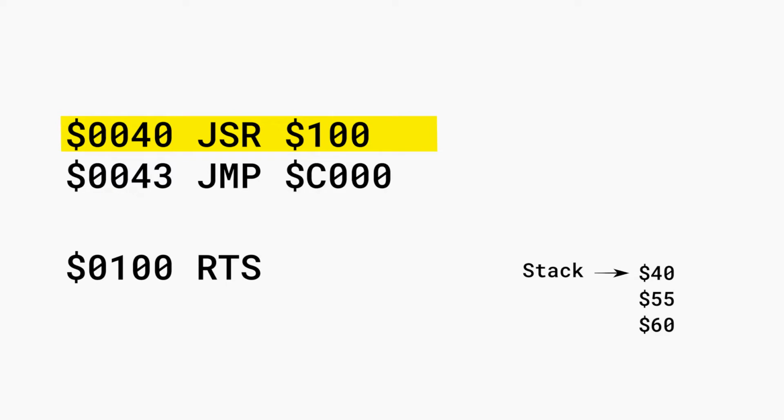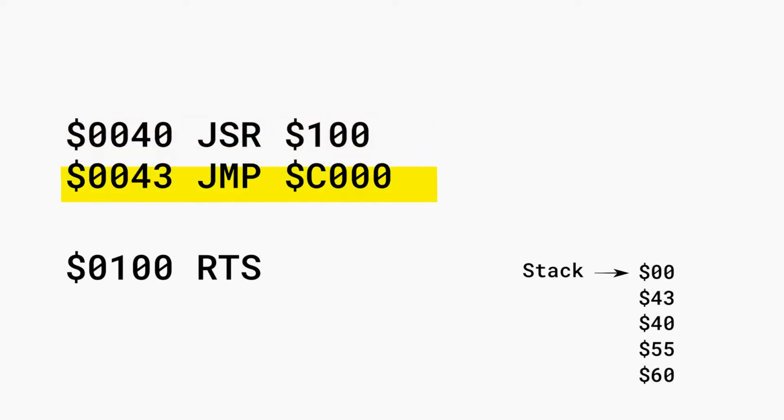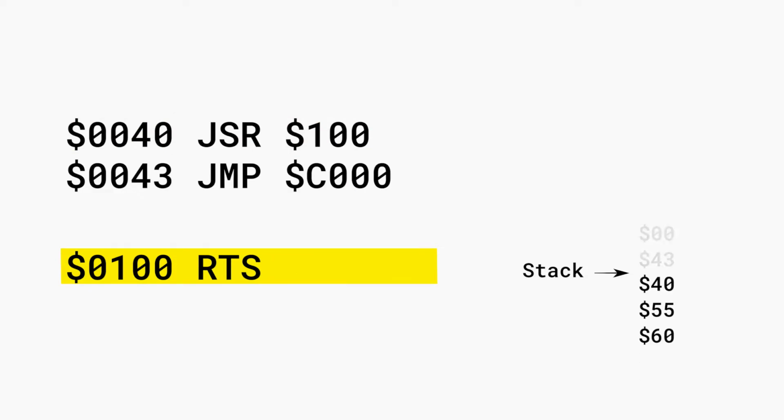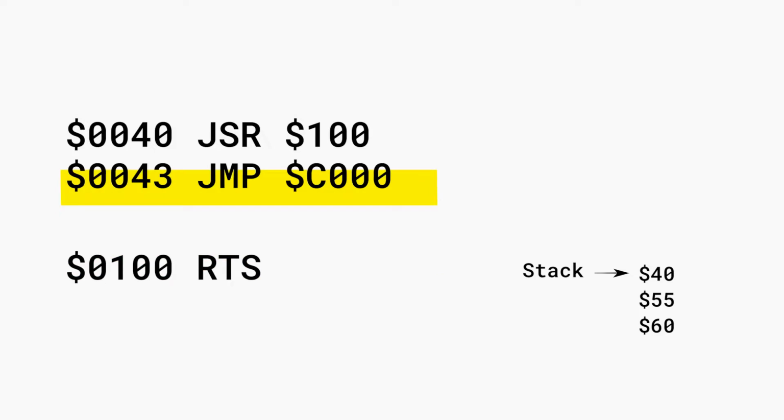The JSR instruction will push the address of the next instruction to the stack and then pass control to the subroutine. The RTS instruction will pull 2 bytes off the top of the stack and jump to that memory location. These two instructions are what enable calling subroutines in 6809 assembly language.